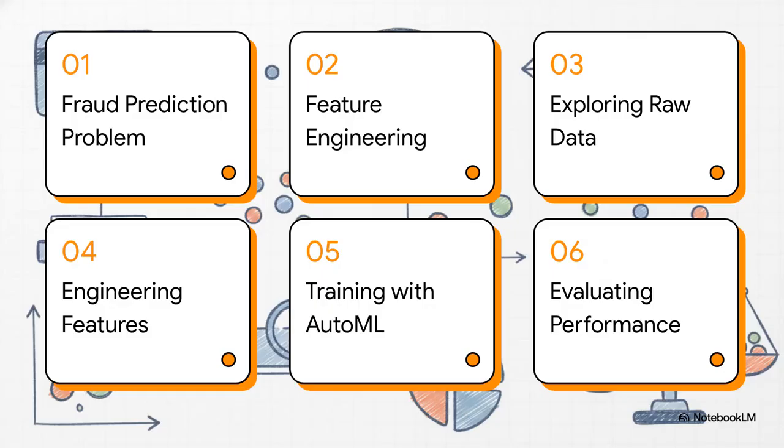So, here is our roadmap for today. We'll start with the fraud prediction problem, define feature engineering, explore our raw dataset, engineer the features, train with AutoML, and finally, evaluate the model's performance.